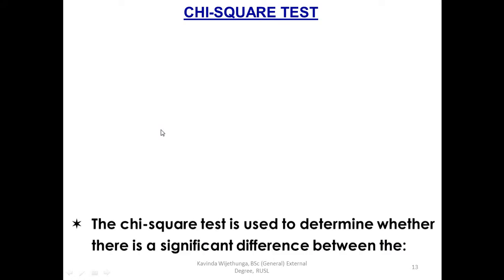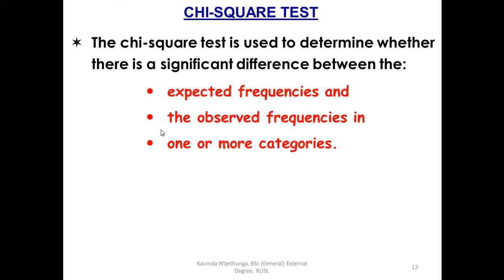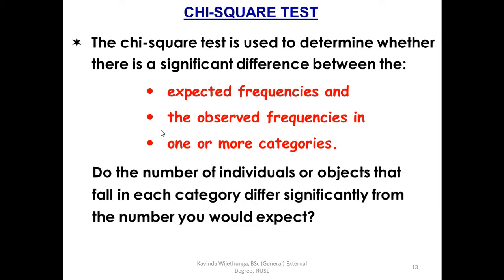Chi-square test. Now we consider how we can do the chi-square test on contingency tables. The chi-square test is used to determine whether there is a significant difference between the expected frequencies and the observed frequencies in one or more categories. Do the number of individuals or objects that fall in each category differ significantly from the number you would expect?